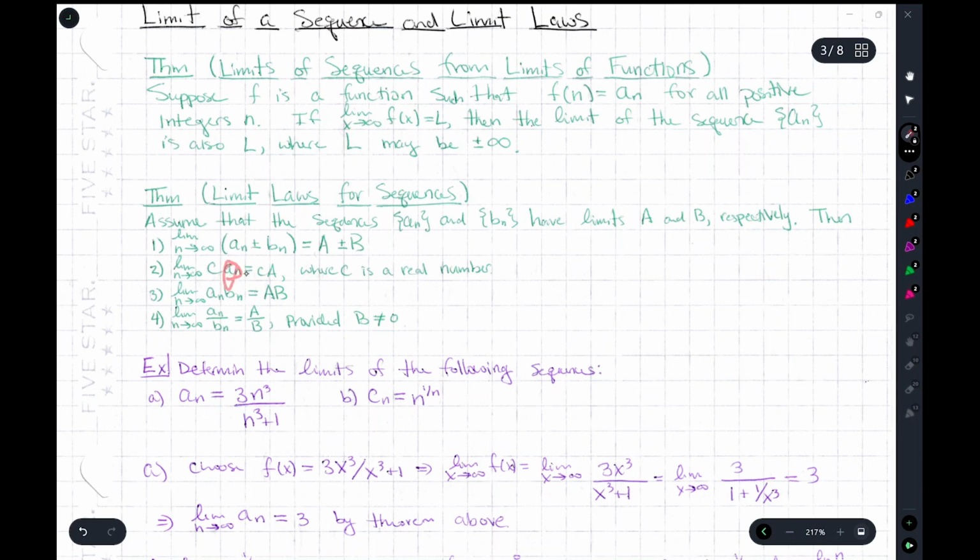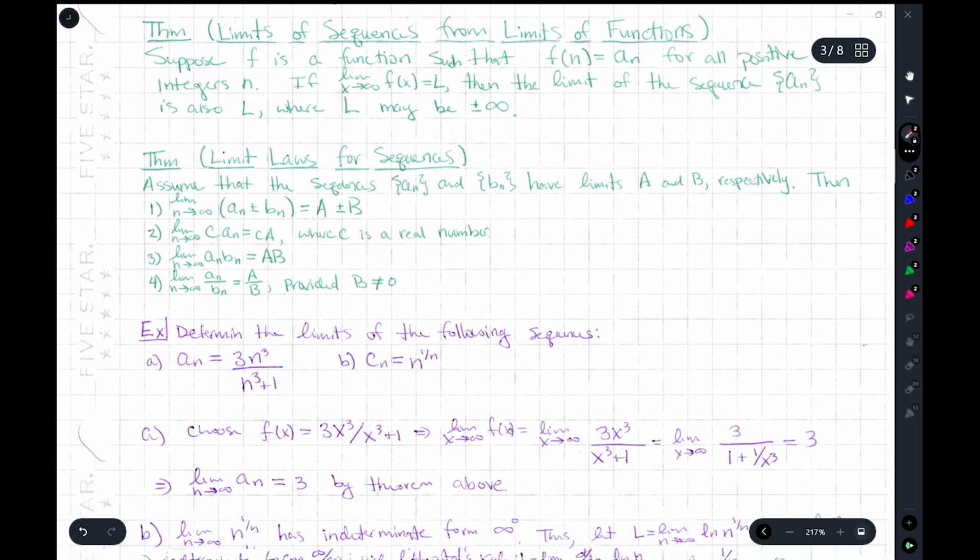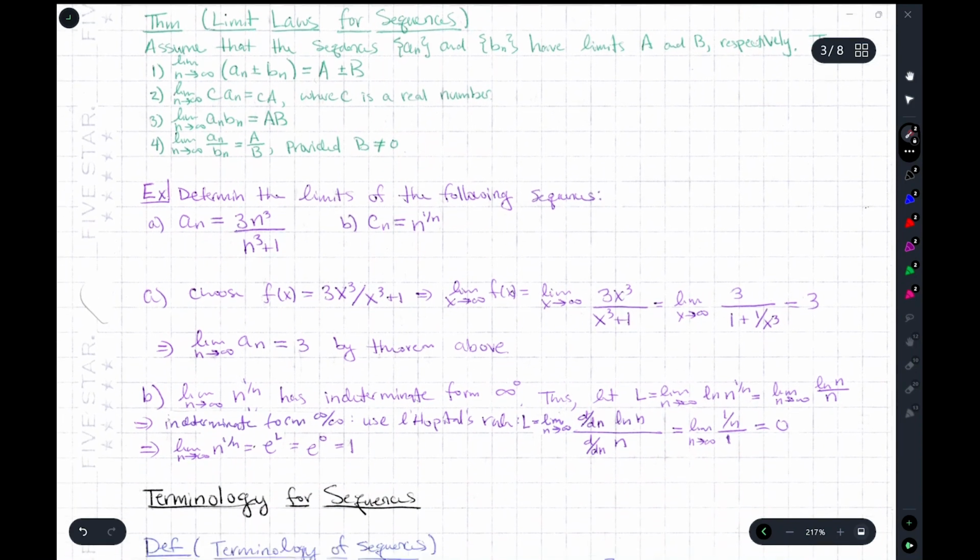What about taking the terms and just multiplying by a constant? Well, then the limit of that new sequence c times a_n is just going to be c times A. What about multiplying the terms of the two sequences together? Well, the limit of that new sequence is going to be A times B. And what about if you divide term by term? Then the limit will also be A over B, okay? Provided, of course, that B is not equal to 0, because we can't divide by 0.